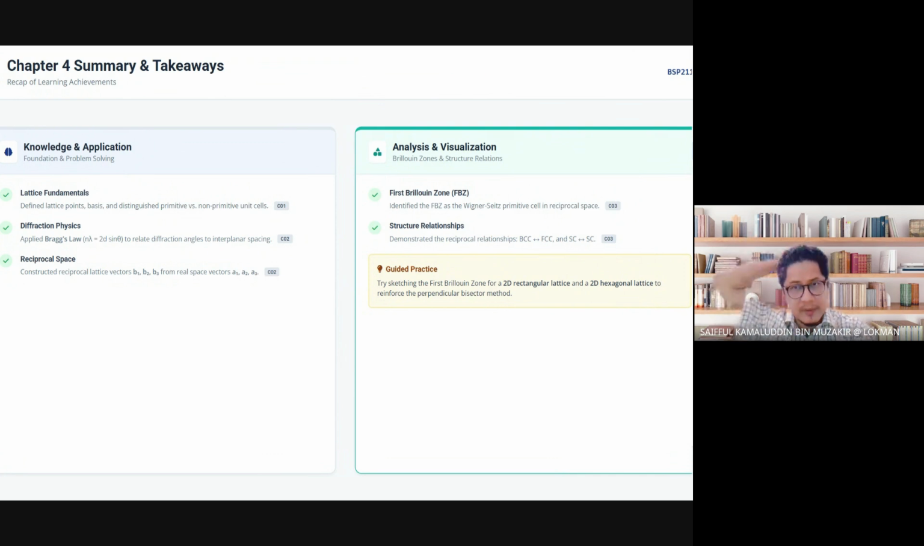To summarize the whole chapter, we move from crystal lattice and unit cells to diffraction and Bragg's law, then to Fourier interpretation and reciprocal lattice, and finally to Bragg planes and Brillouin zones. So the bigger picture is this: the reciprocal lattice gives us a more natural way to understand diffraction and wave behavior in crystals. So this chapter is really about connecting structure, periodicity, and wave physics. That's all, right?